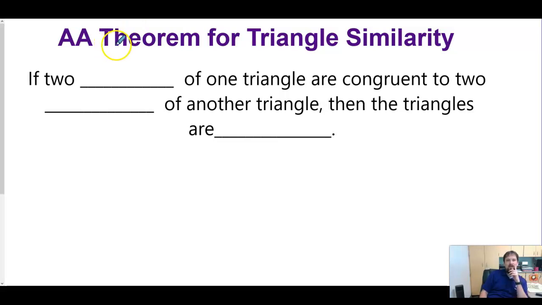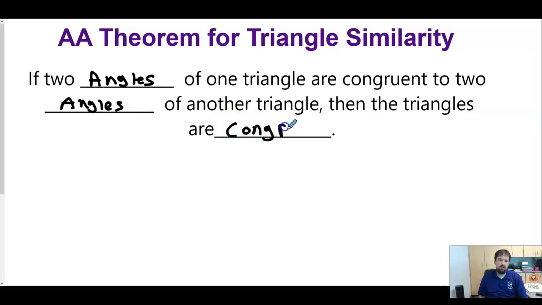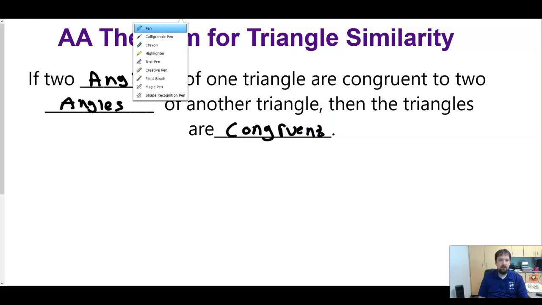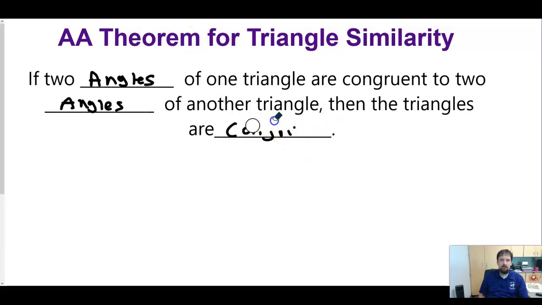If two angles of one triangle are congruent to two angles of another triangle, then the triangles are similar. This is your AA theorem. So if two angles are congruent to two angles of another triangle, those triangles are also, or not congruent, sorry, that is not the right word. I just read congruent and thought that. It is similar.